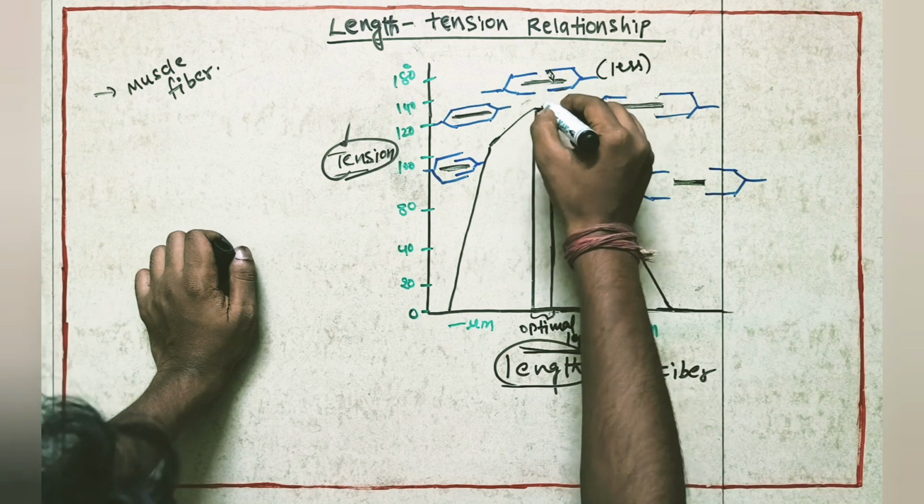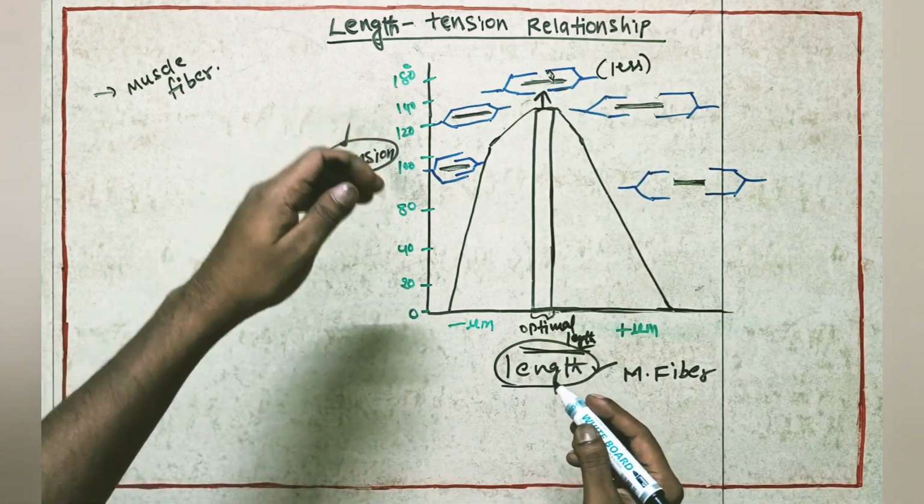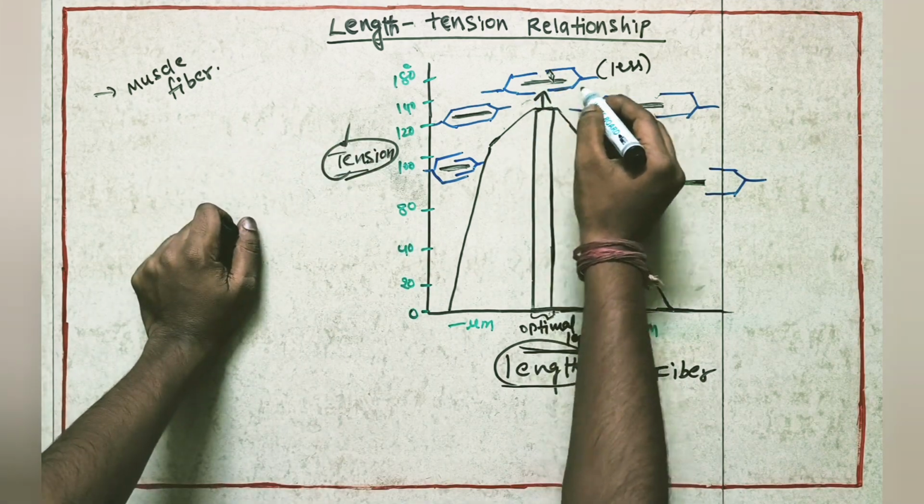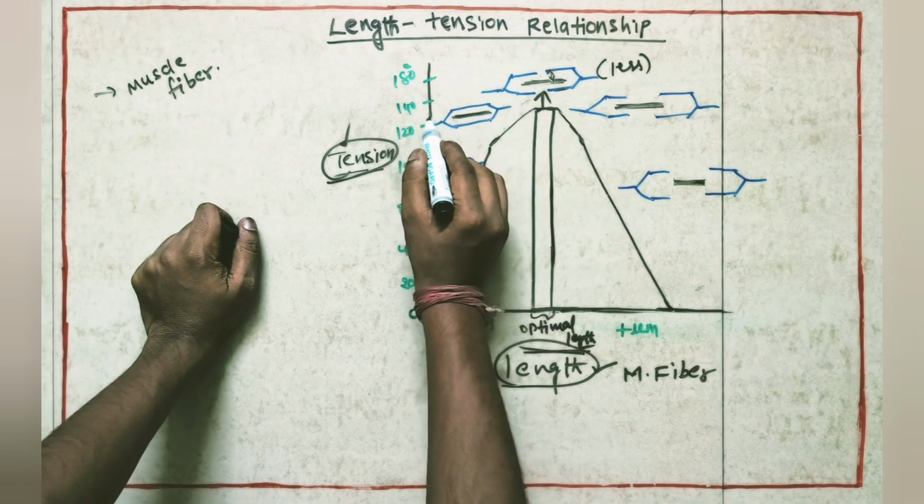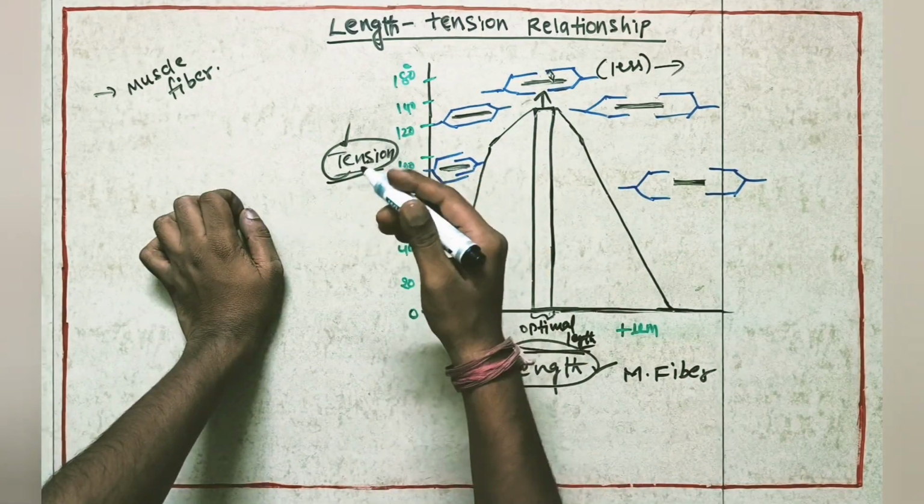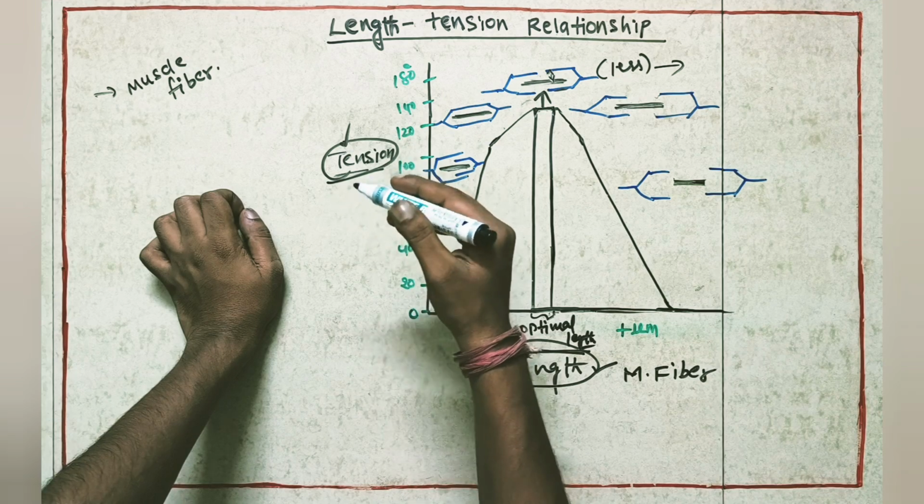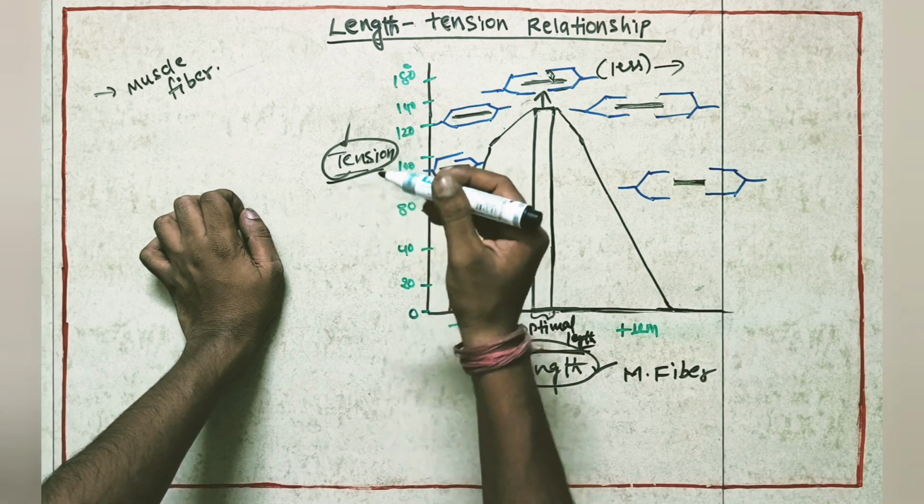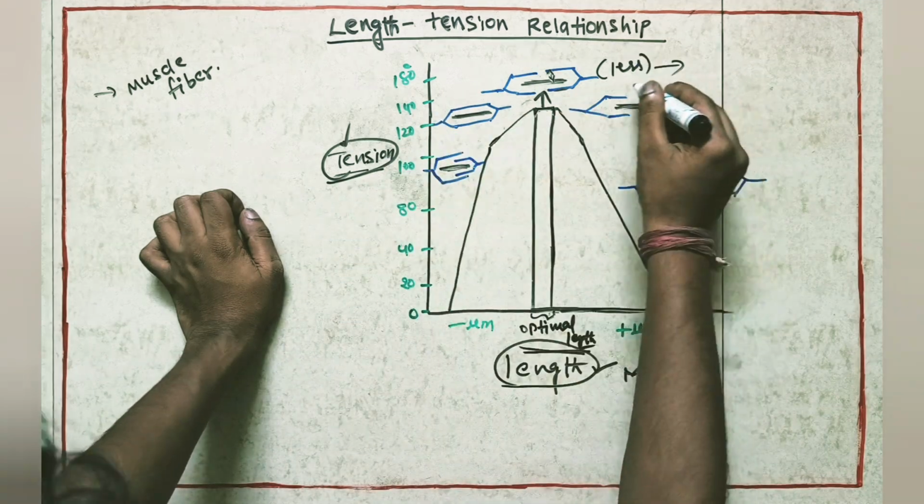At this optimal length, the force, meaning the tension inside the muscle, will be more. The muscle is able to generate the maximal isometric tension. Okay, this is the point.